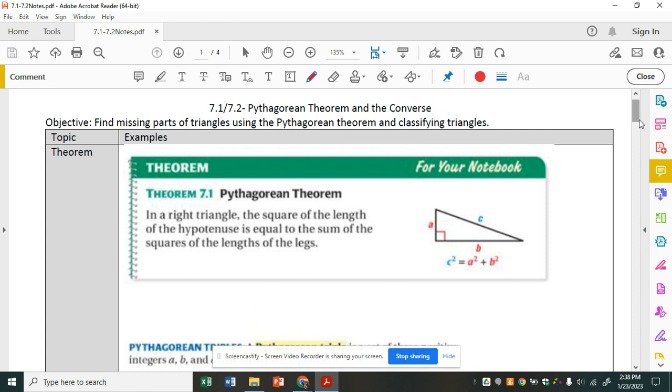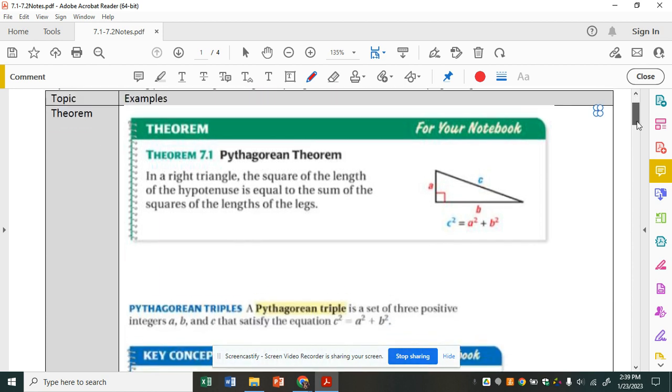Okay? So these notes are covering the first two sections of chapter 7, and we're going to go through and talk about them. All of these notes are covering right triangles. This chapter is really honing in on right triangles, and those are really the only types of triangles we will be talking about in this chapter.